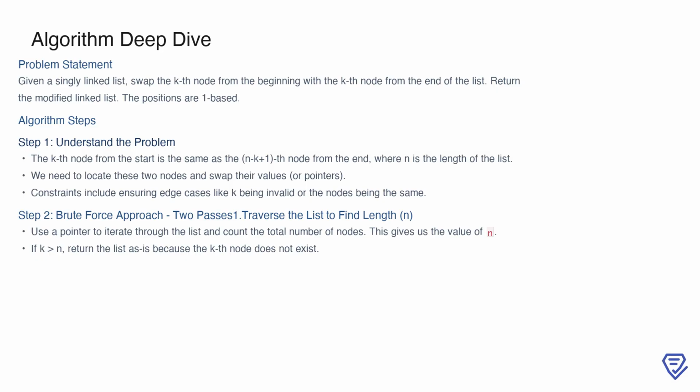As part of the solution, we also need to handle edge cases, such as when k is invalid or when the nodes are the same, meaning no swap is required. A brute force approach involves traversing the list twice, first to calculate its length, and then to locate the two nodes to swap. Let's begin by analyzing this two-pass approach in detail.